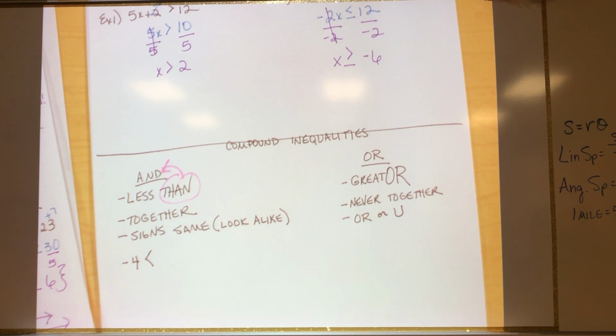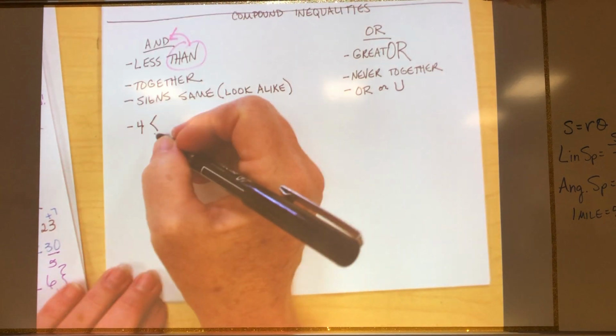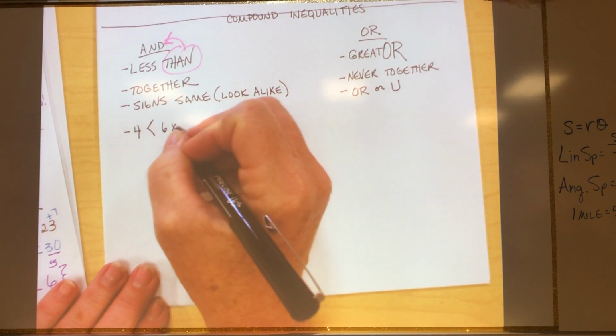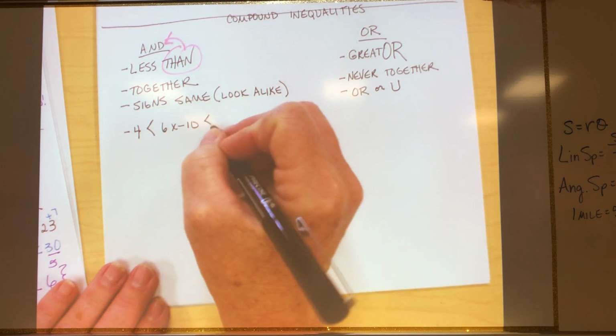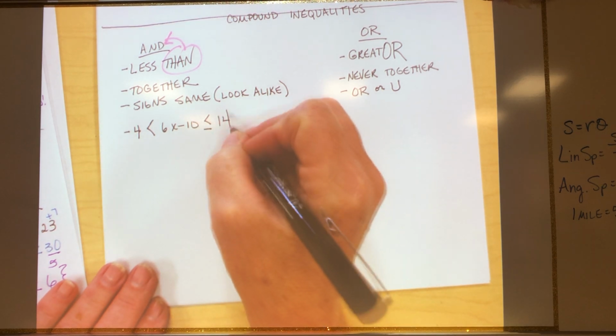-4 is less than 6x minus 10, less than or equal to 14.